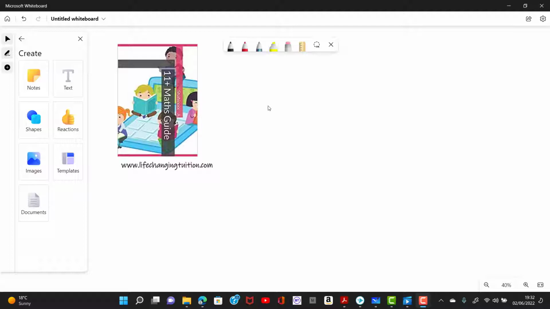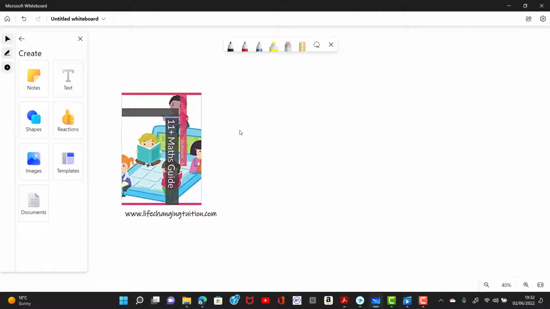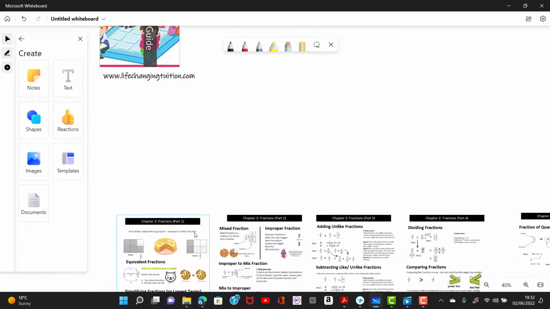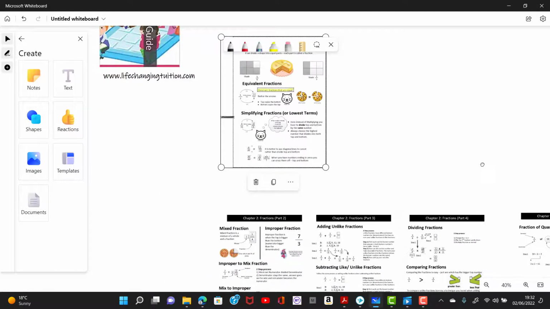Okay, so we are on our video screen, our whiteboard here. This is the book we're using, the Life 11 Plus Maths Guide. You can get further details on this book, and where to get it, on our website, lifechangetuition.com, or go to Amazon and search for the book there. So we'll spin up the notes. Let's go to the notes here.